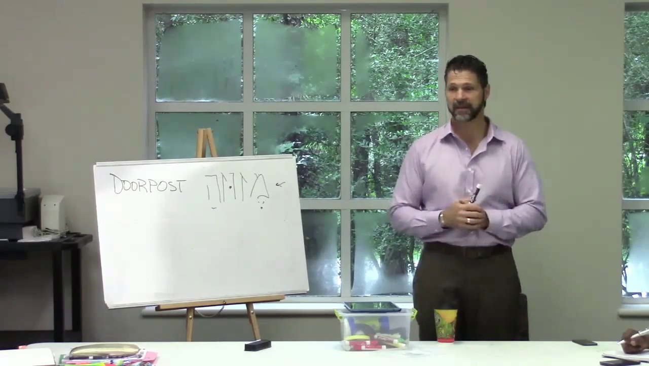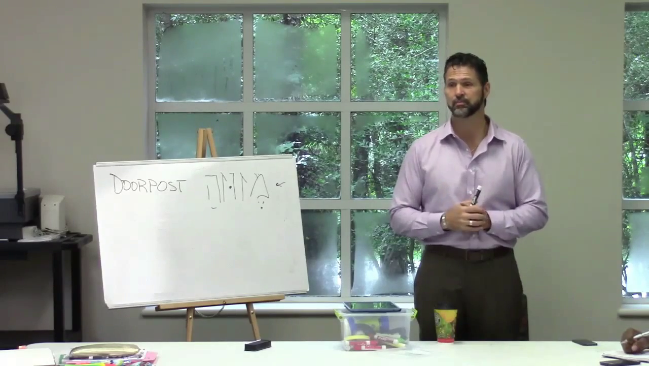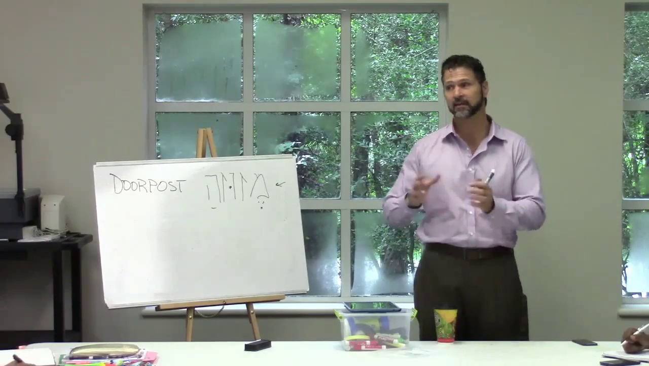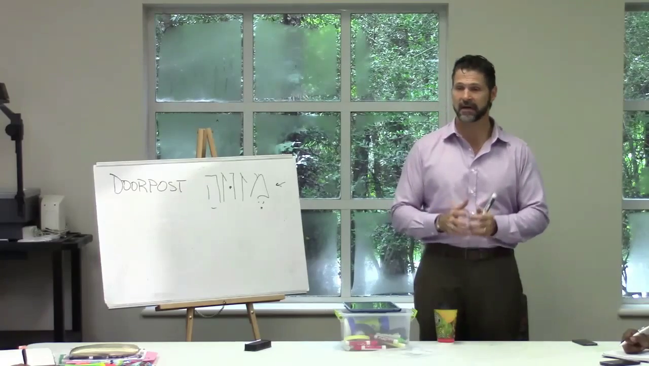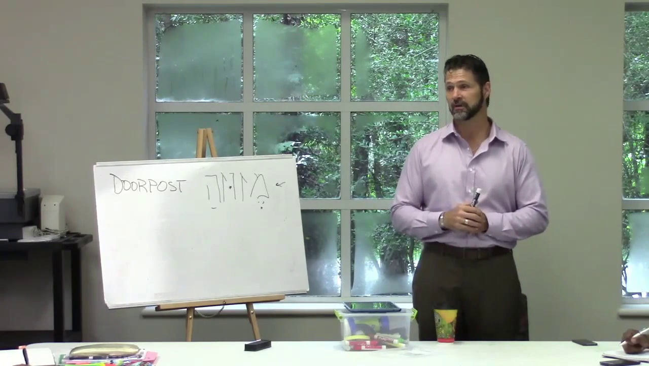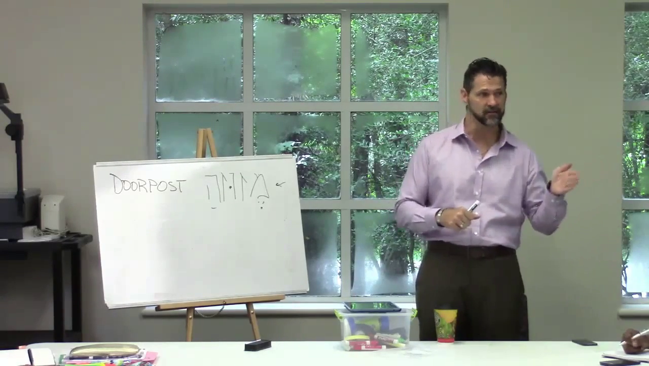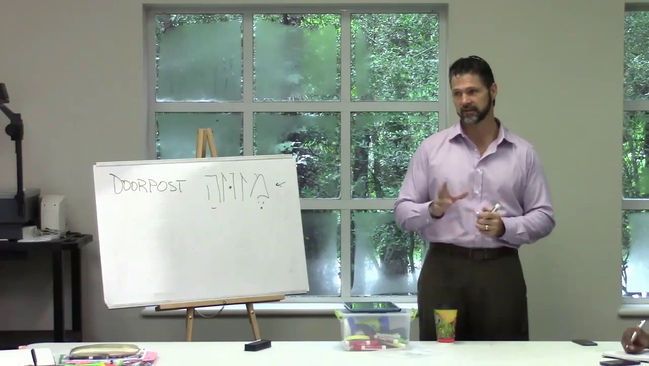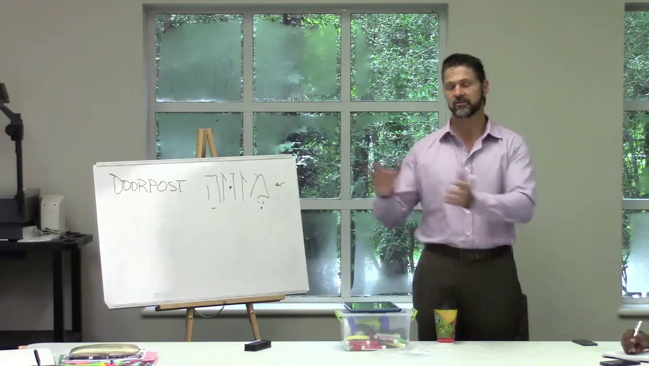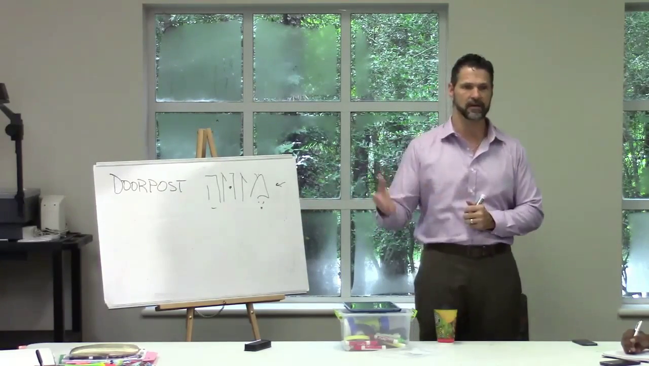We are specifically commanded to write these words on the doorposts of your house and upon your gates. You come to my house, you'll see that my gates have mezuzot on them. We have a gate on the left side of our house that goes into our backyard, so it has a mezuzah on it. It's affixed just like the house, which we will talk about in a minute.